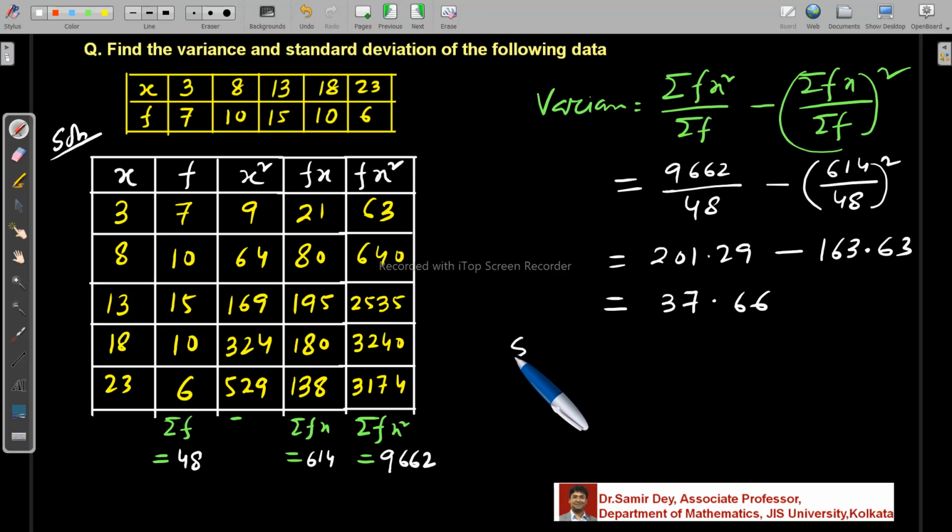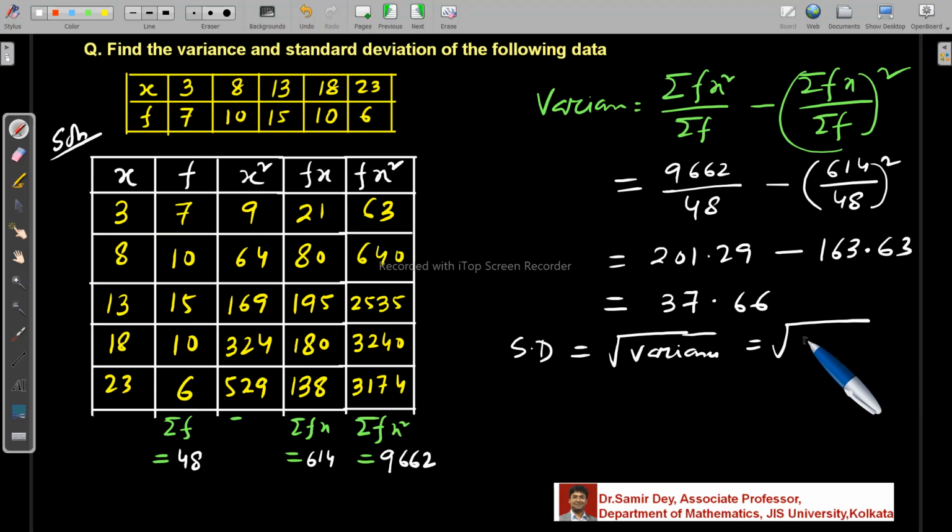Okay, now standard deviation. Standard deviation is equal to the square root of variance. So it is coming root under 37.66. Using a calculator, it is coming 6.136, or after rounding off, you may write 6.14.